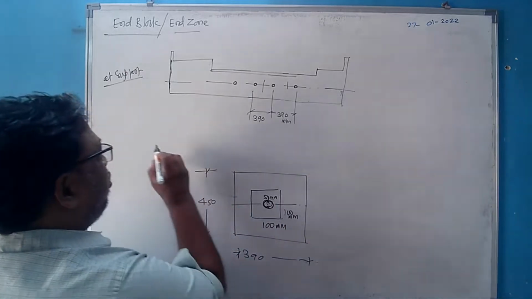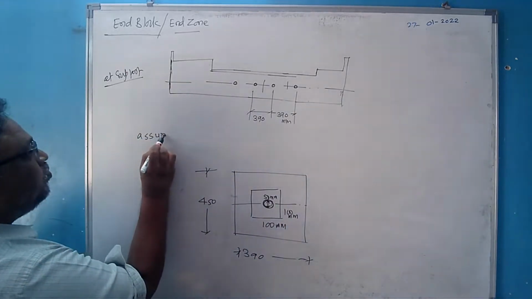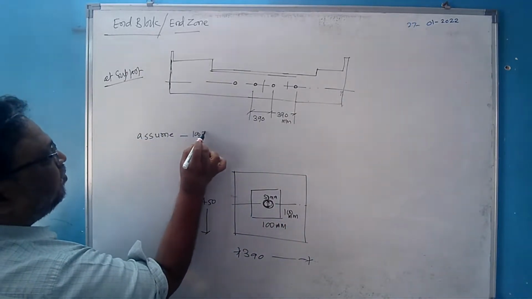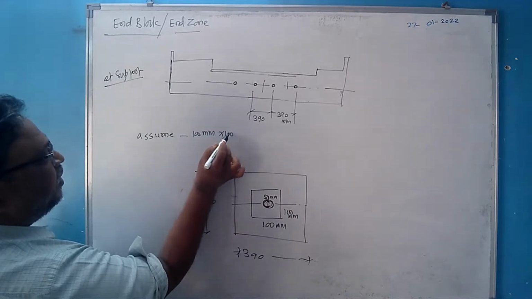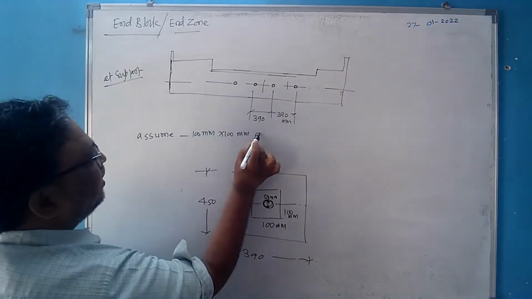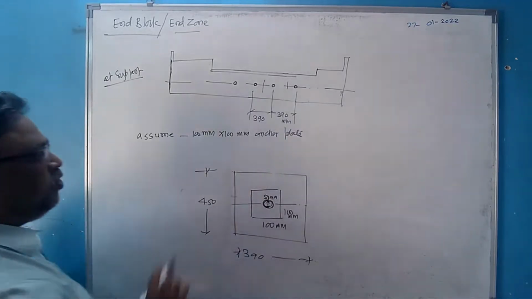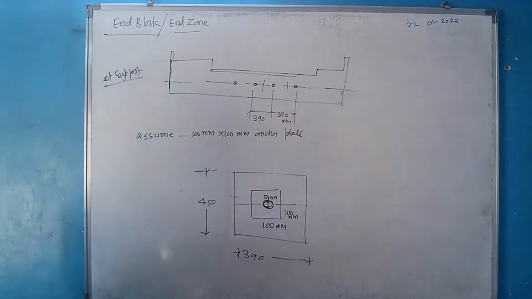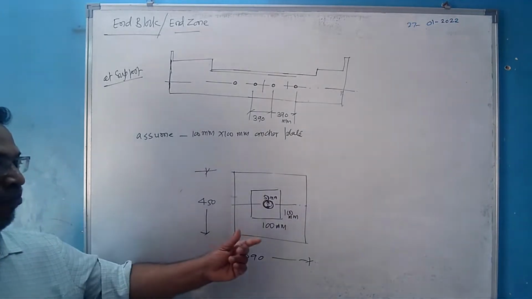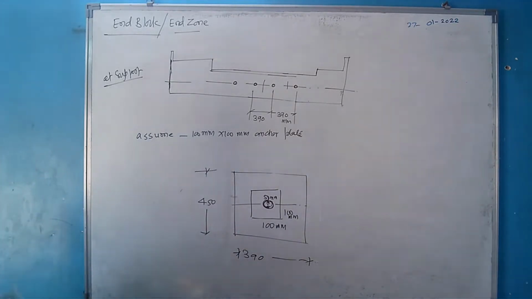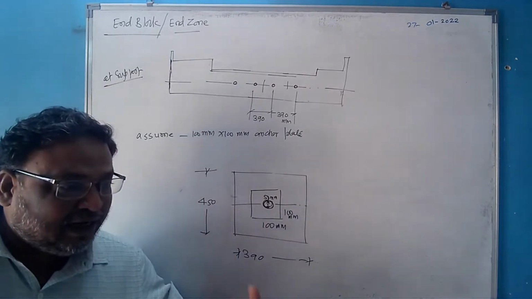Assume this plate is a 100 mm by 100 mm anchor plate. Normally we prefer to provide a square anchor plate. Suppose I am providing this. Is this dimension correct or not?